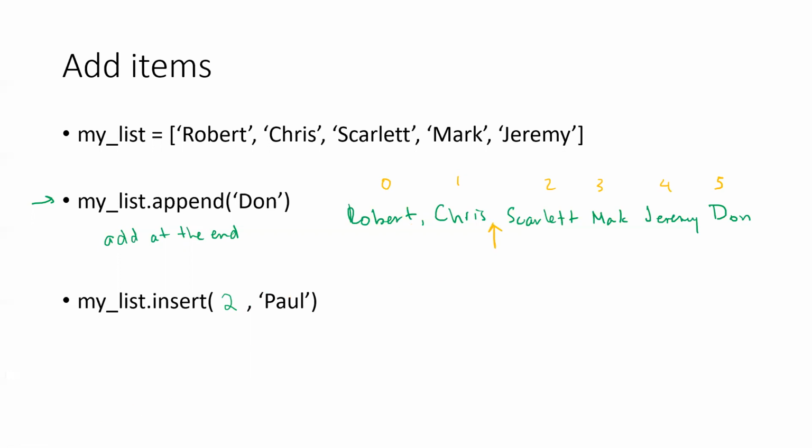Okay, so right there you would get Paul, and the result of writing that last statement would be adding Robert, Chris, and Paul, Scarlett, Mark, Jeremy, and done. Okay, so that's pretty easy. Remember, append adds it at the very end. Insert just inserts it in the place where you want.